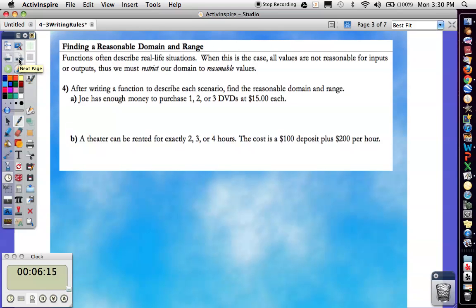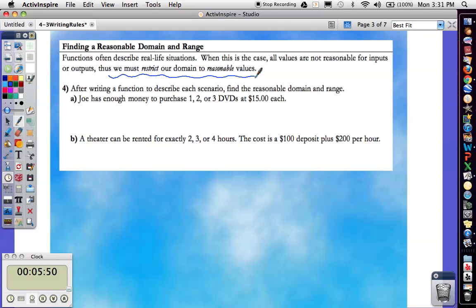Functions often describe real-life situations, and you guys already brainstormed this. You thought about this in your pre-Chapter 4 journal on where functions are used, and we did our activity with measuring our forearm length and our height to see if that was a function. When this is the case, all values are not reasonable for inputs or outputs. Thus, we must restrict our domain to reasonable values.